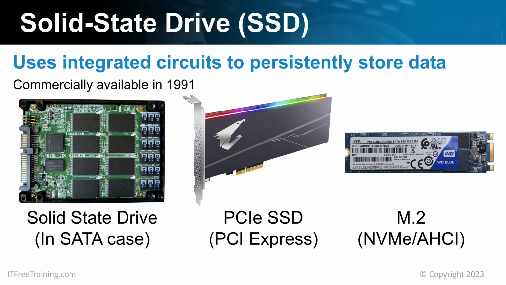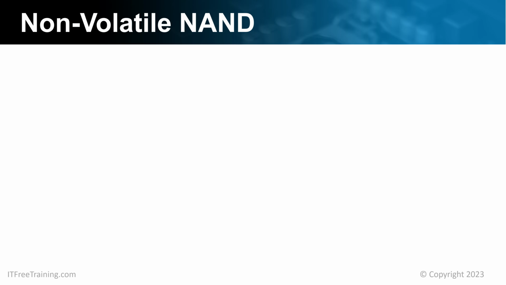M.2 solid-state drives have become very popular. These storage devices use a small circuit board that can easily be installed into a motherboard. They have become so popular that, in a lot of cases, they replace the other two types of solid-state drives. Regardless of which solid-state drive you use, they all use flash storage in order to store data. Before I look at these storage devices in more detail, I will first look at how flash storage works in these devices. Most solid-state drives use non-volatile NAND memory.